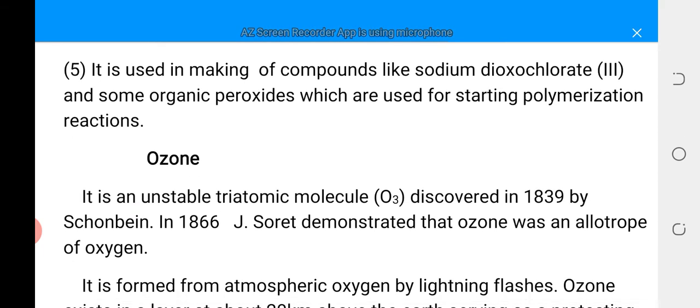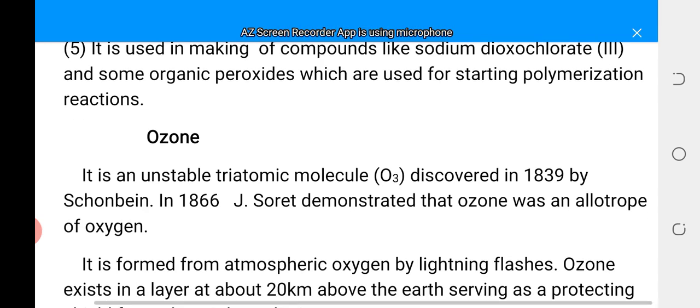Now moving forward, ozone. Ozone is an unstable triatomic molecule. It is actually formed from oxygen. It was discovered in 1839 by Schönbein. Yes, Schönbein discovered the ozone. This ozone is also an important allotrope of oxygen, as described by J. Soret in the year 1866.